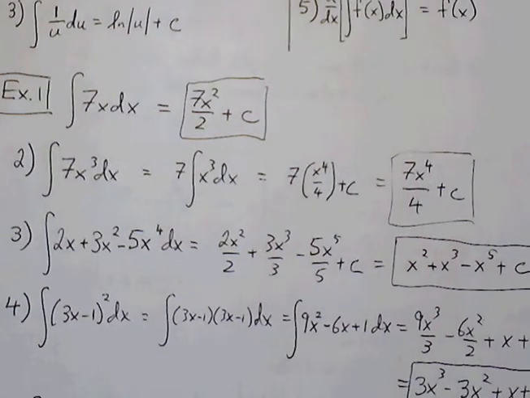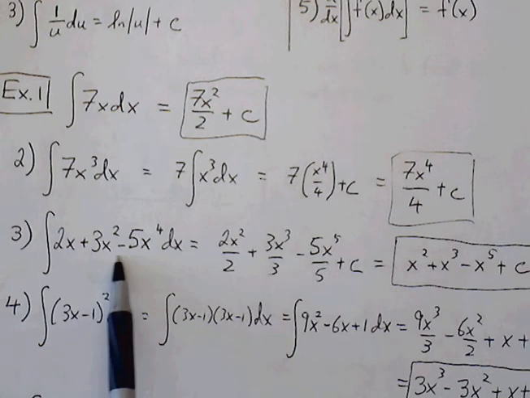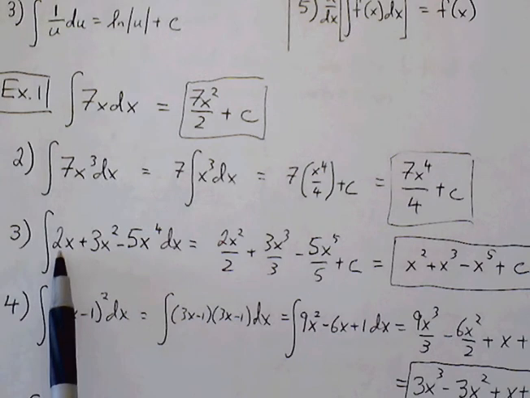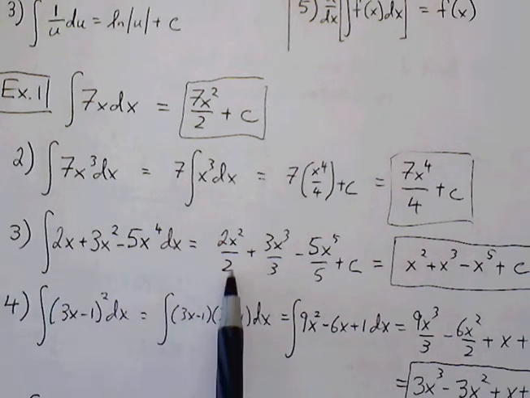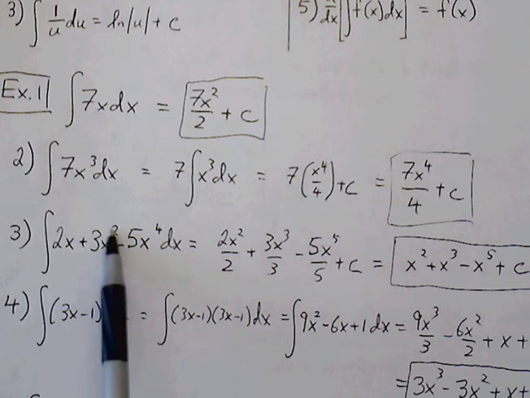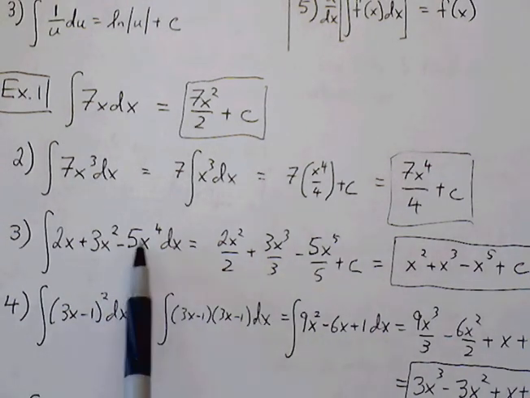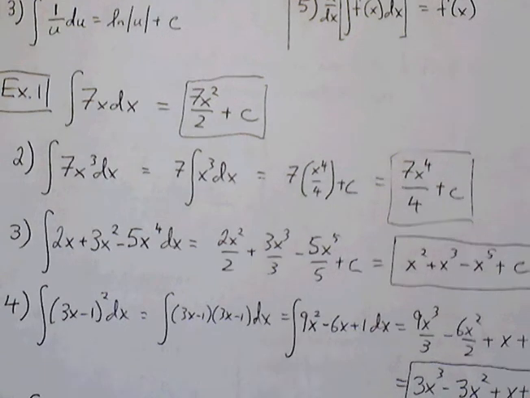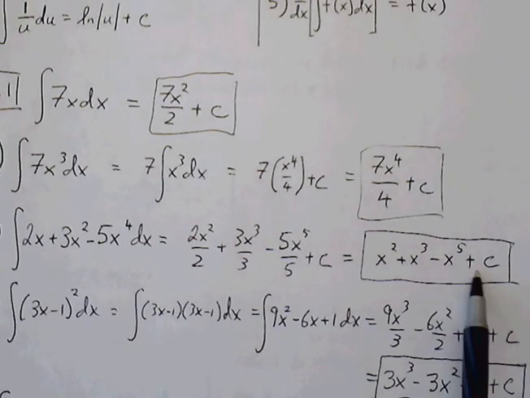All right, number 3. Anytime you have a plus or minus sign separating terms, we can treat each term like a separate function, and we can apply the appropriate rule for each term. So 2x, we apply power rule, same with 3x squared, and same with 5x to the 4th. So 2x becomes 2x squared over 2. With x squared, we get x cubed over 3, but we have that leading coefficient 3. With x to the 4th becomes x to the 5th over 5, but we keep that leading coefficient 5. And then finally, we're dealing with indefinite integral, so we have to include plus c. Okay, simplify down to x squared plus x cubed minus x to the 5th plus c.